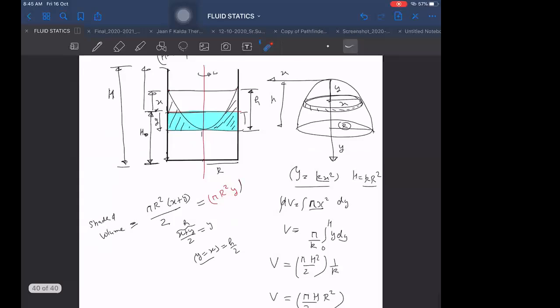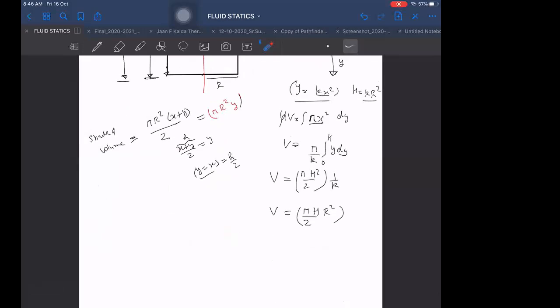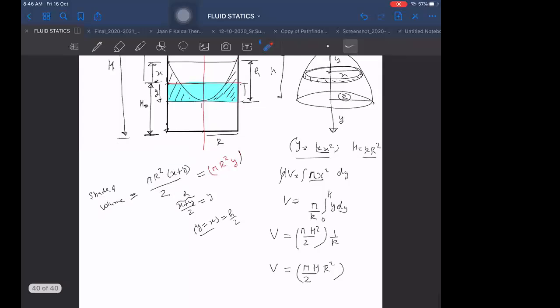If h minus h naught is less than h naught, then the water will start spilling out. If h minus h naught is greater than h naught, then the water will not spill out first, but instead the paraboloid will touch the base, and it will no more remain a complete paraboloid. Its shape will become like this.